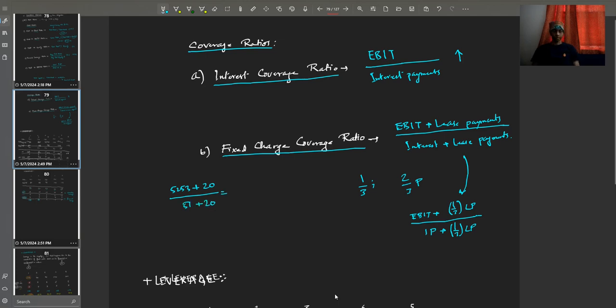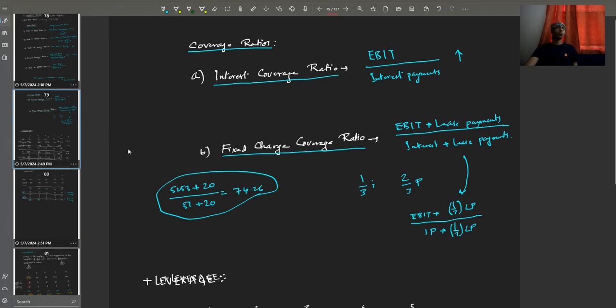So their fixed charge coverage ratio is again awesome. 5253 plus 20 divided by 71, which is 74.26. This is a fantastic number. Okay. So we are done with this thing, the coverage ratios.